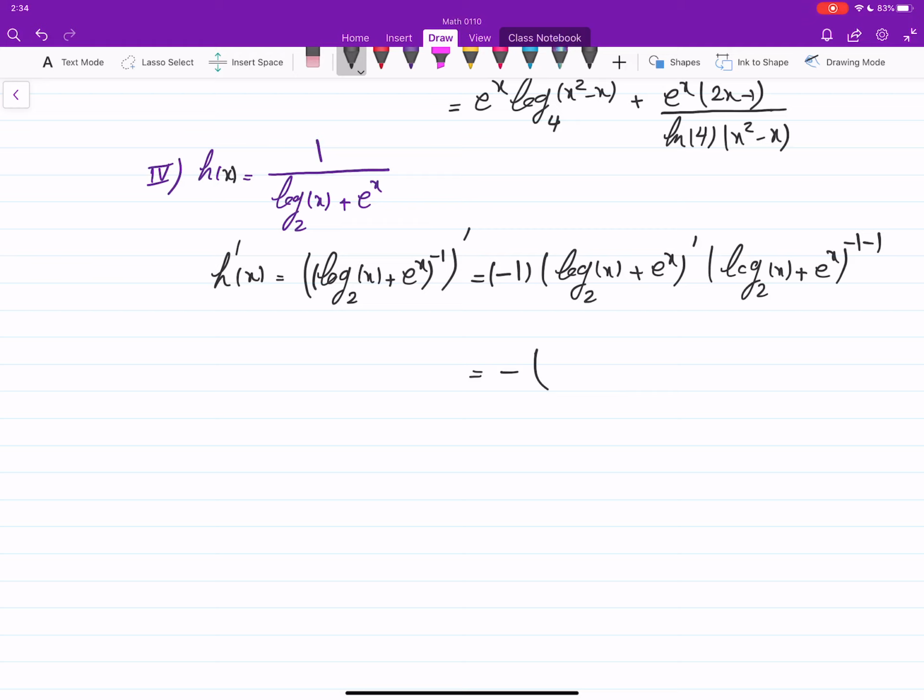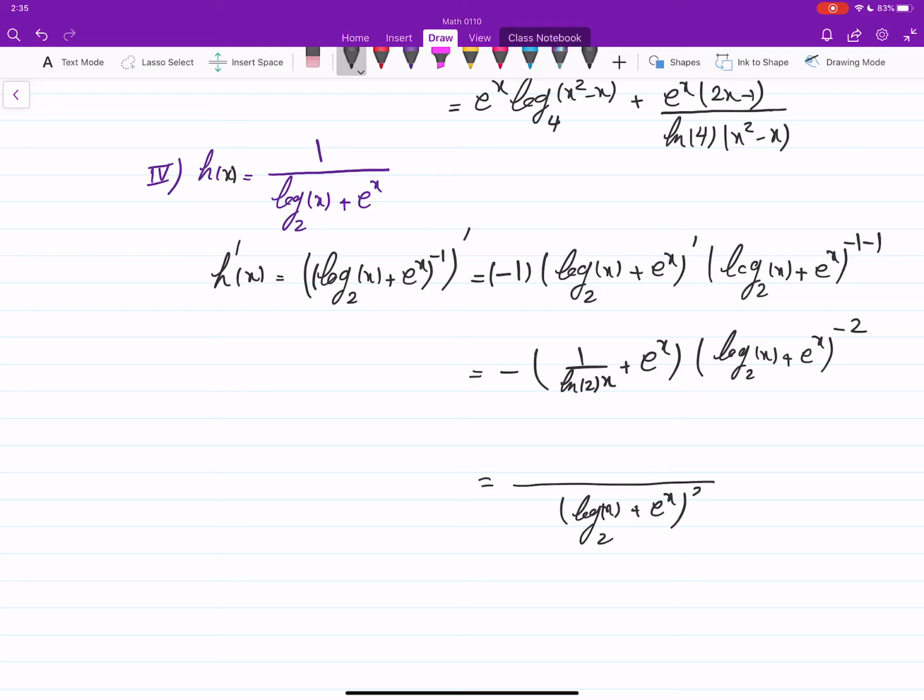Derivative of log x base 2. Derivative of ln x is 1 over x, but base 2 means that you have to multiply the denominator by ln 2, plus the derivative of e to the power x, which is e to the power x, and we have log of x base 2 plus e to the power x to the power -2. If you like, you can write this as log x base 2 plus e to the power x to the power 2 in the denominator, minus 1 over ln 2x minus e to the power x.